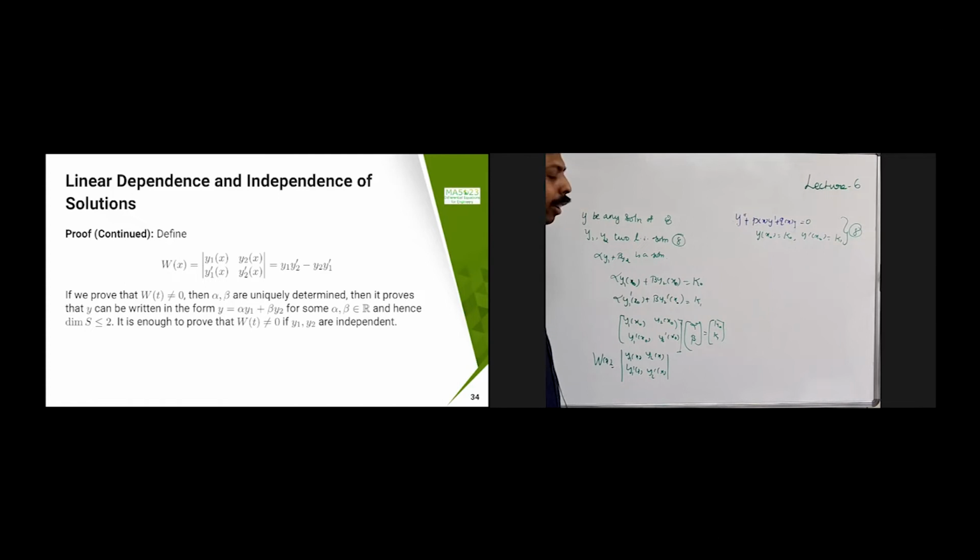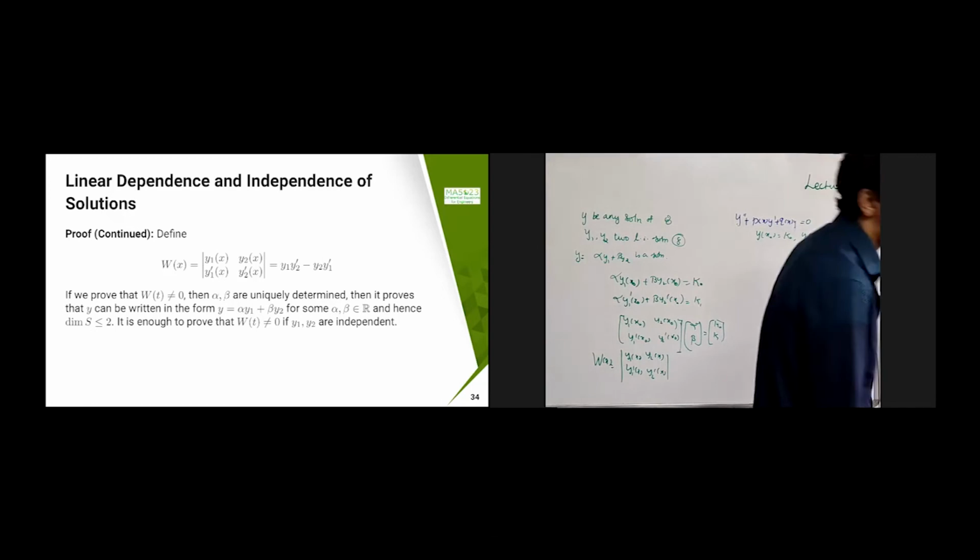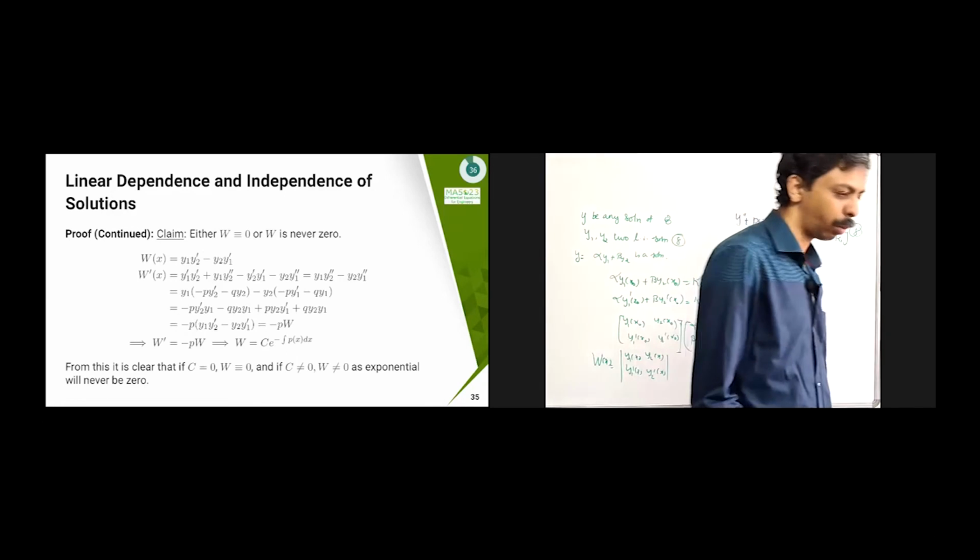And what we are going to get is that the dimension of this is less than or equal to 2. So what is sufficient is that if I write y equal to alpha y1 plus beta y2 as a solution, then I need to find my alpha and beta. Since y is a solution of this equation, I can substitute it over here. If I find alpha and beta, this is going to be satisfied. So the only thing I have to do is show that the Wronskian is not equal to 0. It is enough to prove that W of t is not equal to 0 if y1 and y2 are independent. That's what we are going to do.